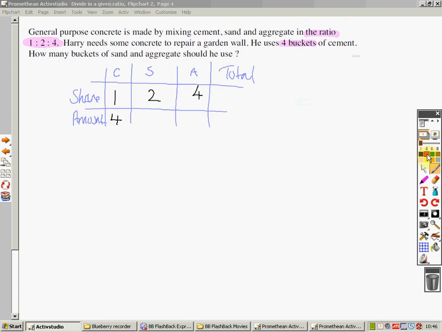And just as before, the next job is to identify my multiplier. But this time, I don't have a total. What I do have, though, are these 2 filled in here, so I can link the top line to the bottom line of my table using this bit of information about the cement. And quite clearly, 1 times 4 gives me 4. So I can identify that as times 4. My multiplier is times 4.